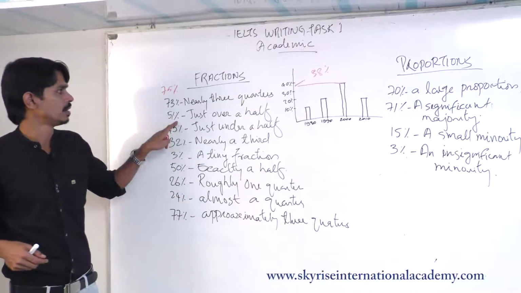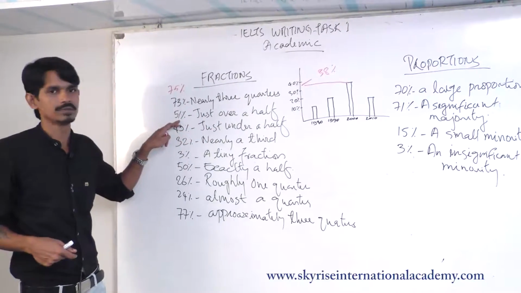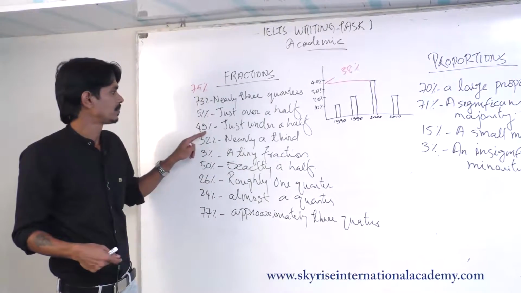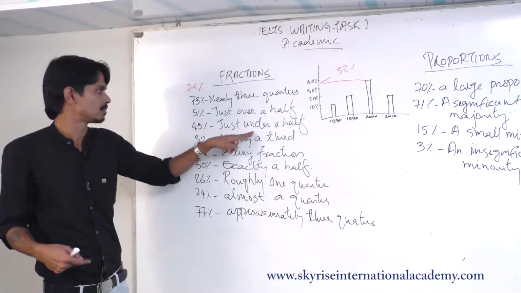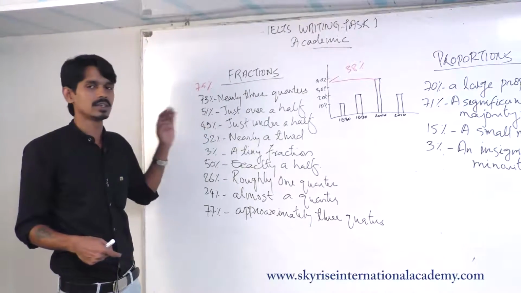Now you say 51%, just over a half, just a little over a half. That is 51, just 1% over half. Now just under a half could also be used, for 49%. This is again just 1% less than half.